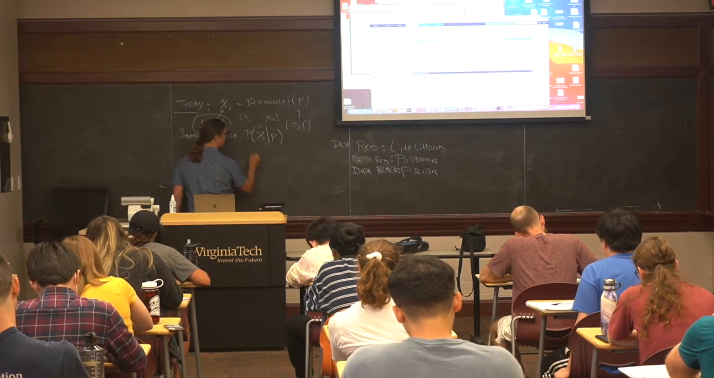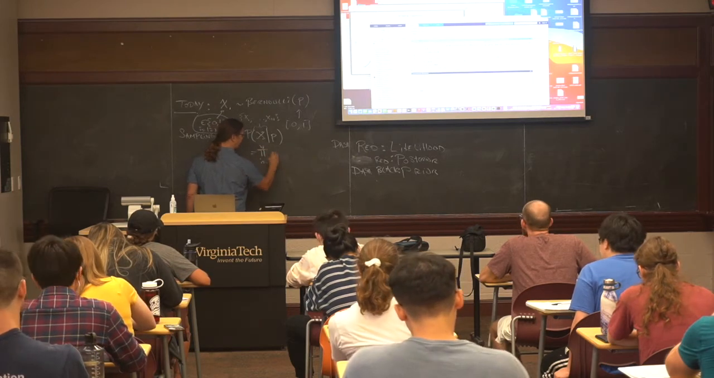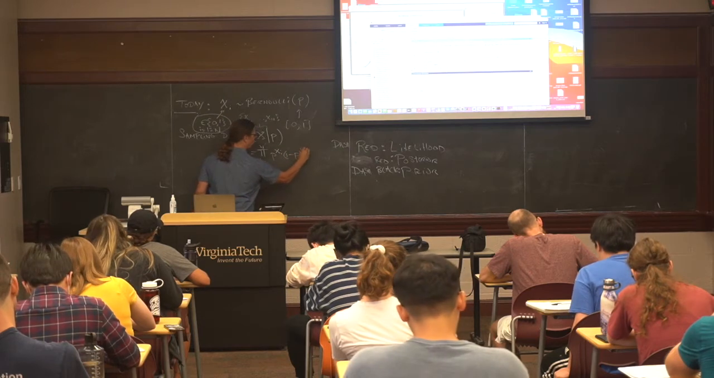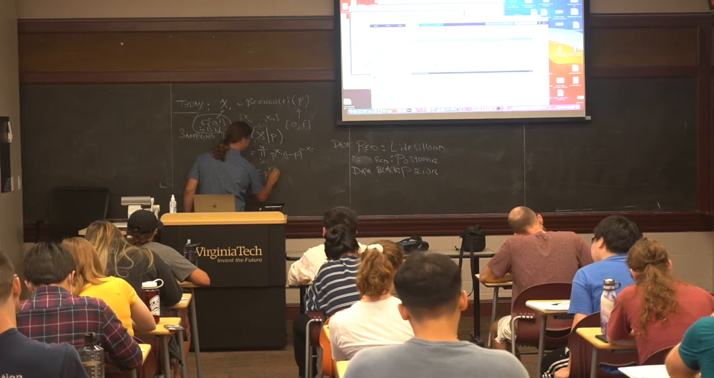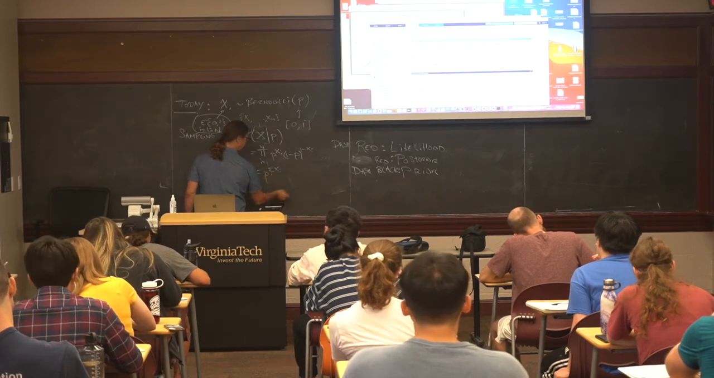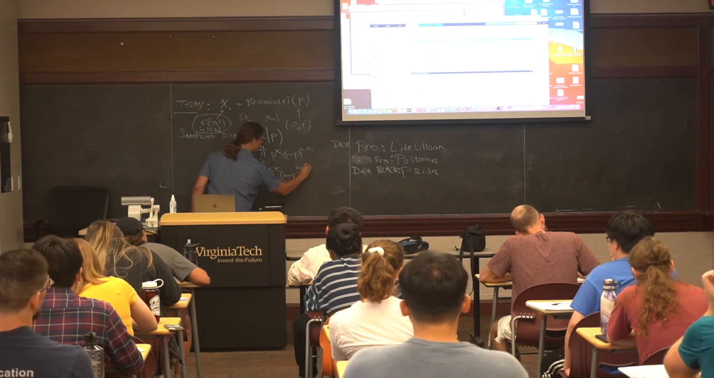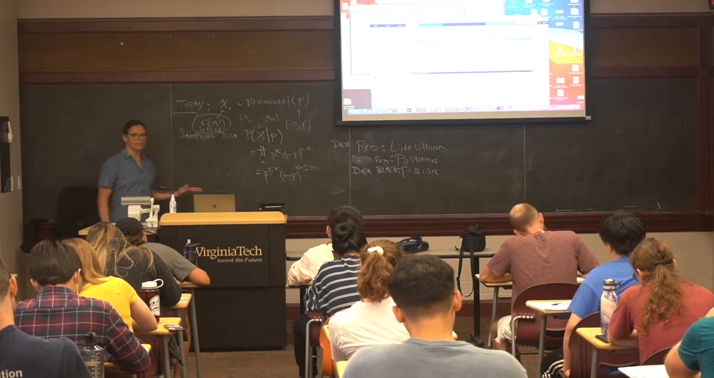And this thing is going to look like this: the product, i goes from 1 to n, of p to the x_i times 1 minus p to the 1 minus x_i, which is the same as p to the sum of the x_i's times 1 minus p to the n minus sum of the x_i's. So that's our joint sampling distribution.